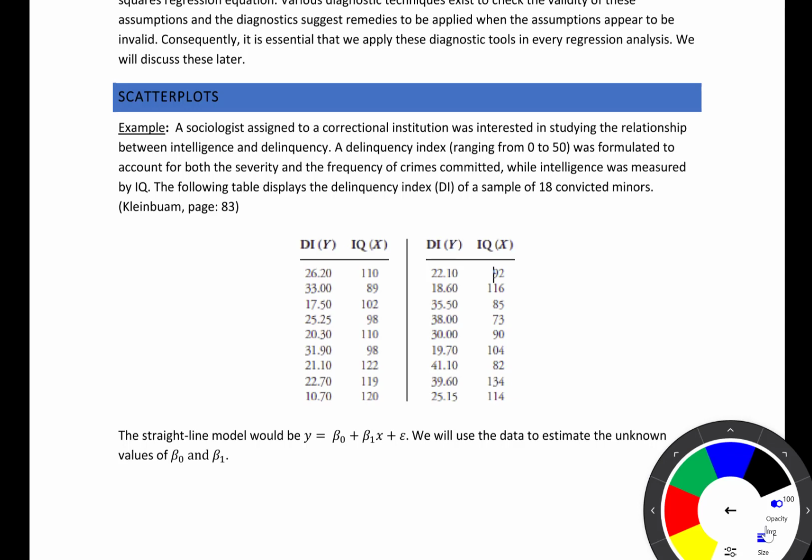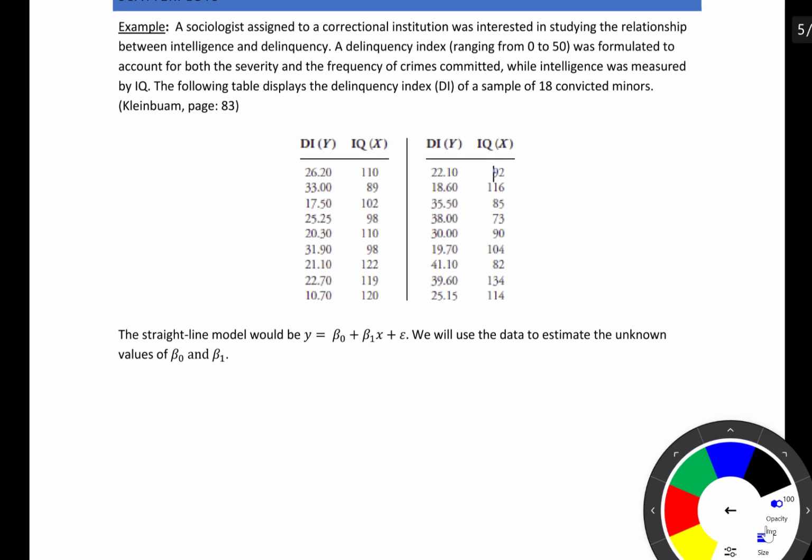So we do have a sample data set here. Here our independent variable is going to be IQ, and our dependent is going to be Y, or we could say our predictor is IQ, and our response is Y. Again, different names for the same thing. And so what we're going to do is define the straight line model. Again, here's our model that we've seen before. And we're going to use the data to estimate the unknown values of beta naught and beta 1.